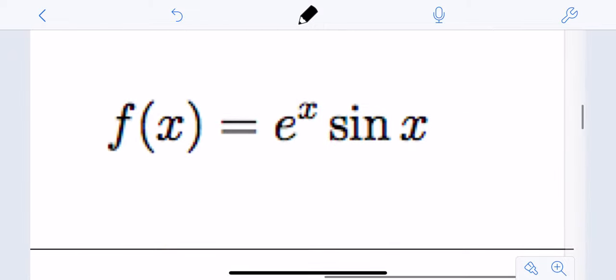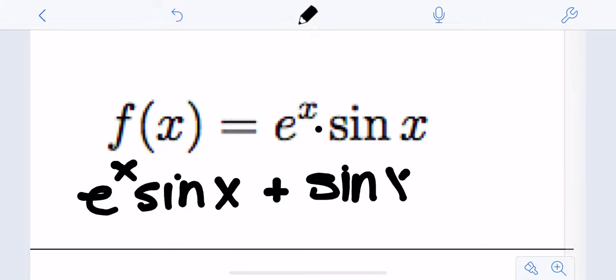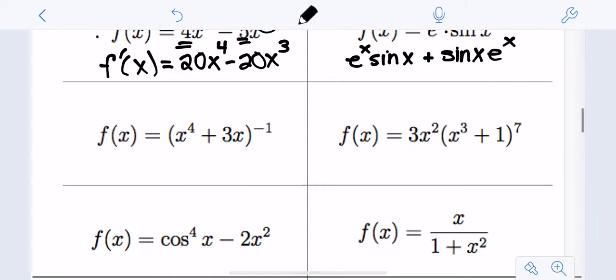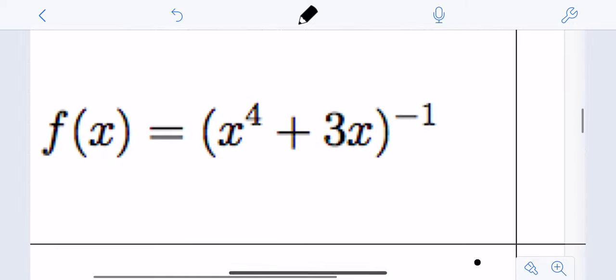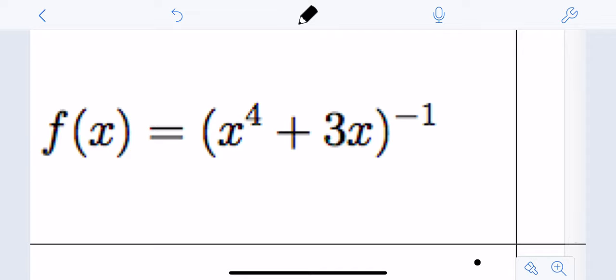The next one is a product, right? The big structure there is e to the x times sine. So I'm going to do the first times the derivative of the second plus the second times the derivative of the first. For the next one, I see that as a chain rule because I see this inside x to the negative first. Some people might rewrite that as 1 over and then see it as a quotient rule.